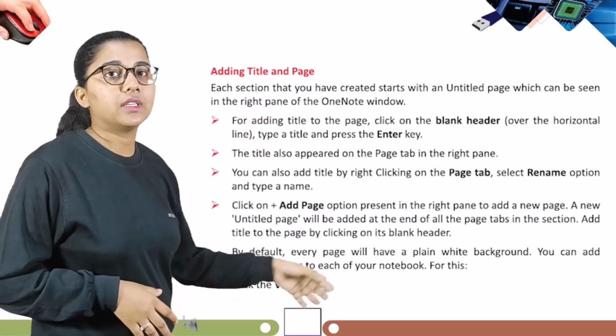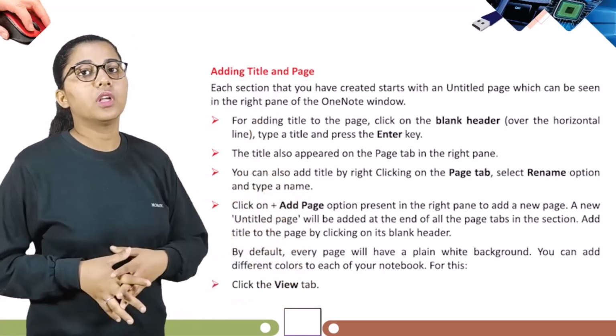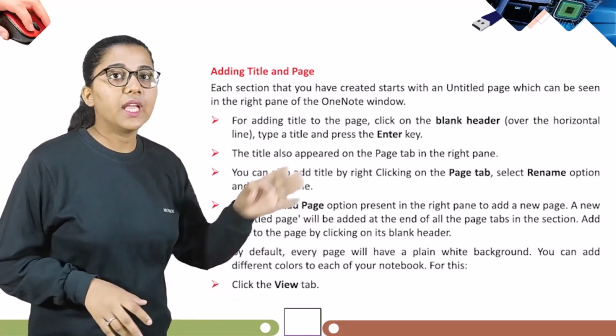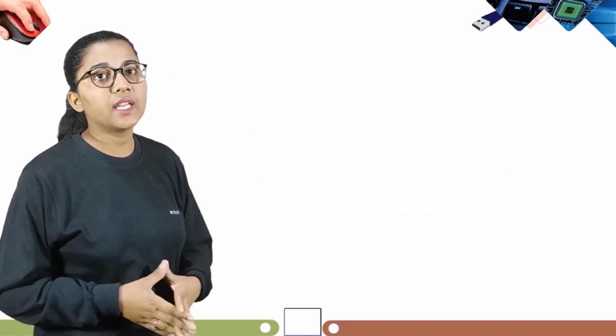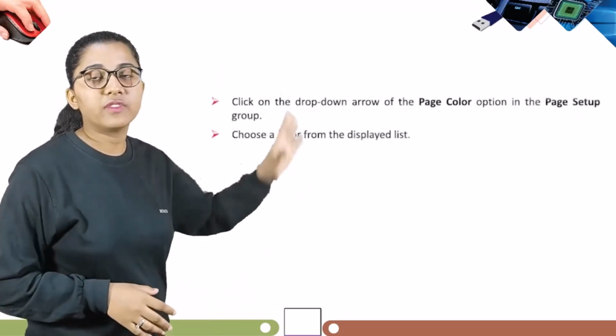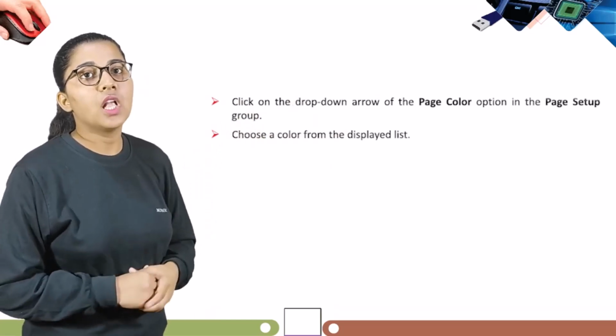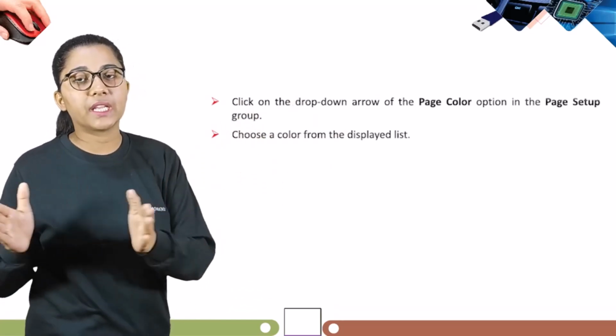By default, every page will have a plain white background. You can add different colors to each of your pages. For this, you have to follow some steps. First, click the View tab. Then click on the drop-down arrow of the Page Color option in the Page Setup group. Then choose a color from the displayed list.